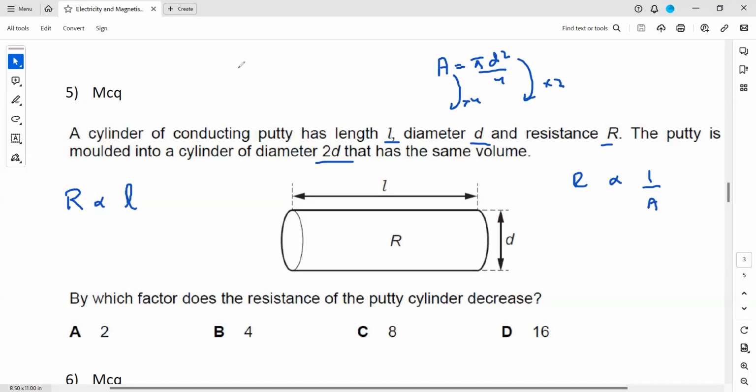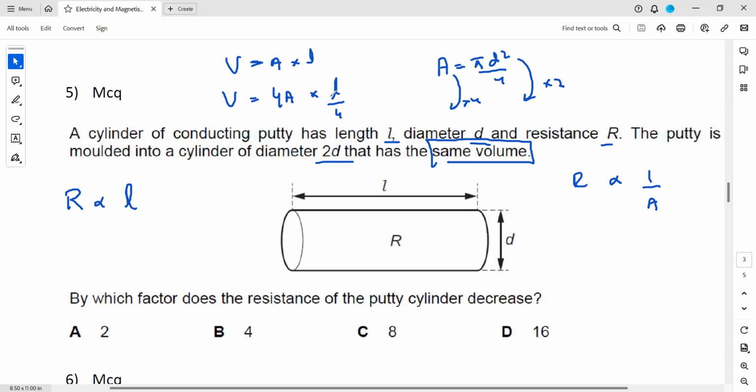And if the area is increasing by 4, the length should decrease by 4. Why should the length decrease by 4? Because they mentioned it has the same volume. And volume is area multiplied by length. When we double the diameter, the area will be 4A, like 4 times. So if the area is 4 times, how will we get the same volume? So the length should decrease by 4, because the volume must be kept constant. The product of area and length must be constant.